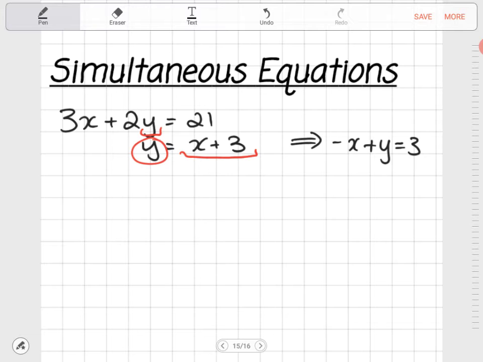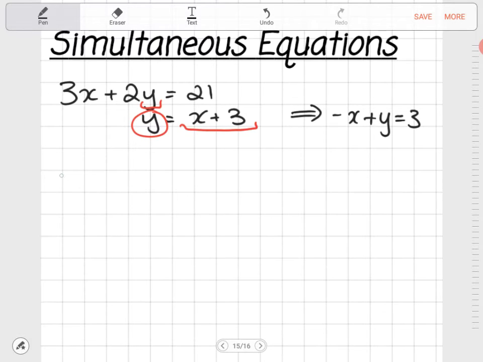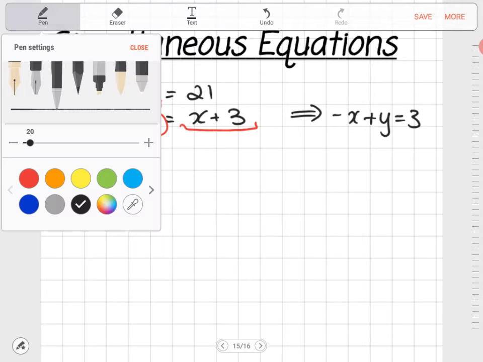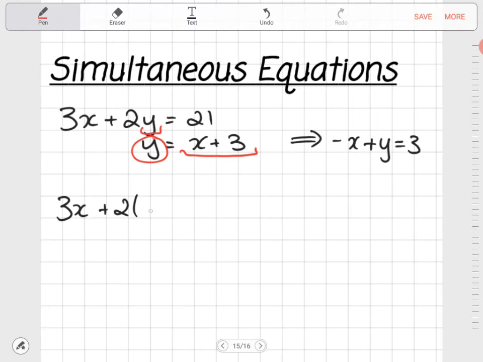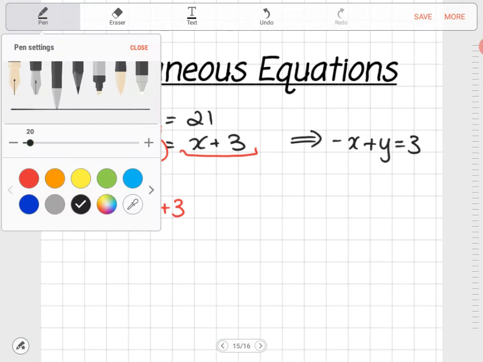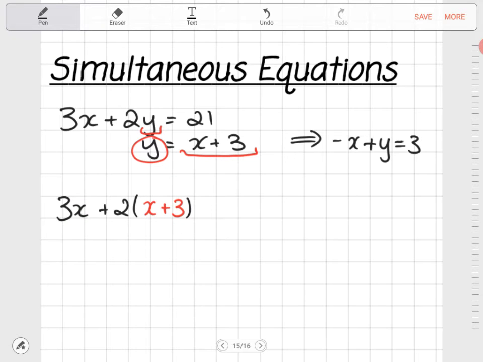So what I am going to do is copy down the beginning of the equation, and I am going to write 2, and I'm going to do an open bracket instead of writing y. Then instead of writing y, I am going to write what we are substituting it with, so in this case x plus 3, and close my bracket, and that is equal to 21.